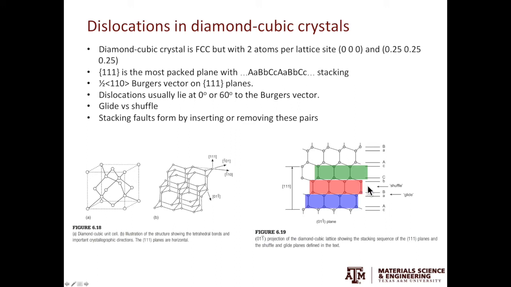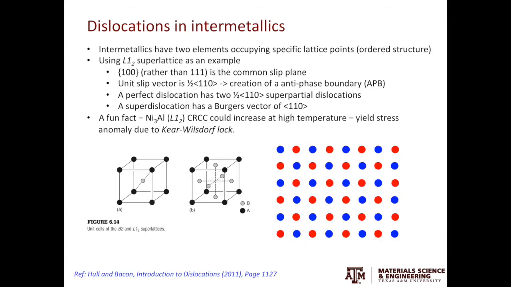So far, we have only looked at crystals having only one type of element. What happens to dislocations in crystals composed of two different elements? The example we'll be looking at is the intermetallics. Intermetallics are compounds made of two elements, but these two elements occupy specific lattice points. For intermetallics, the most common crystal structures are B2 and L12.